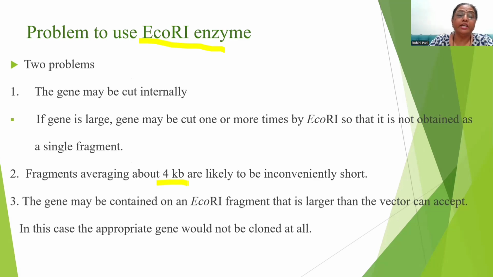So this is inconvenient for shorter DNA fragments. And it may happen that two restriction sites for EcoR1 are placed far away from each other, so that when the DNA is cut, a large fragment is obtained, and that fragment is unable to be accommodated into the vector. These are the problems when we use the EcoR1 enzyme, as it generates the 4 kb fragments.